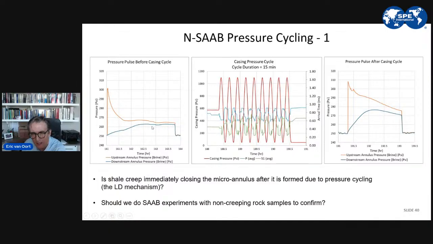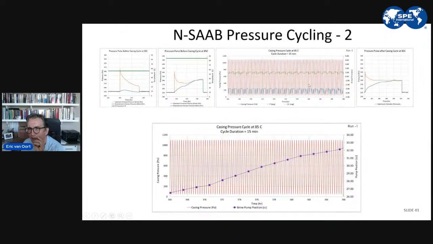And you can clearly see that there is some difference before and after, but we still have a good barrier. In fact, we've done very severe pressure cycles. I mean, these are 1,000 PSI casing pressure cycles, right? We've done many hundreds of them. And we do see changes in the annular barrier, but we never see the clear formation of a microannulus. And that has given us pause.